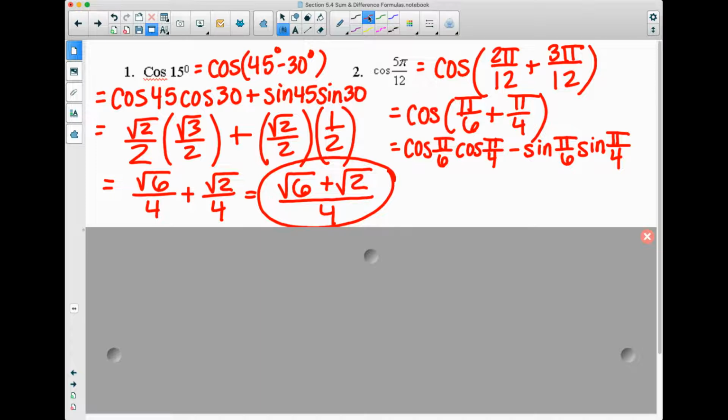I'm so used to having these like sprawled out over the board, so I'm having to like squeeze them in here so it can be recorded. If you can't read something, all right, let me know.